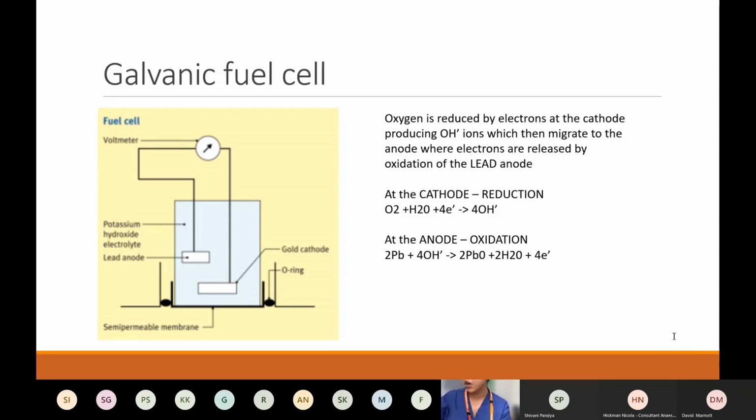metals that are there. So the galvanic fuel cell has a gold cathode, and that's the way to remember it, and it has a lead anode, which is Pb there, and the electrolyte solution is potassium hydroxide. What's happening is that oxygen is reduced by electrons at the cathode again, and it produces your hydroxide ions, which again migrate to the anode, and the electrons are then released by the oxidation of the lead anode, and that generates a voltage this time.